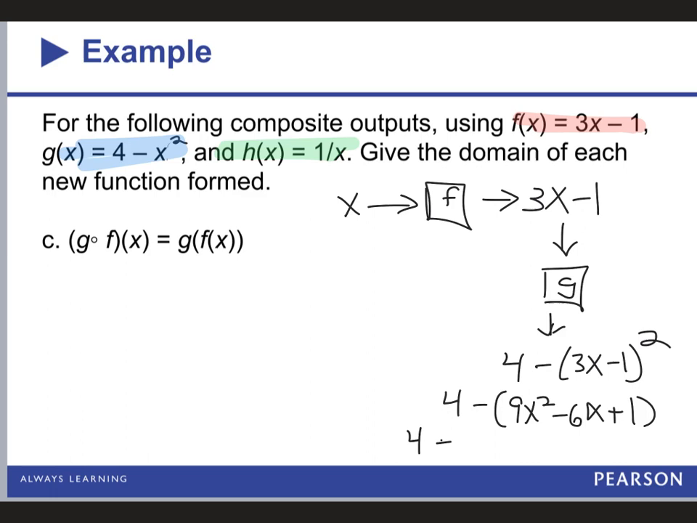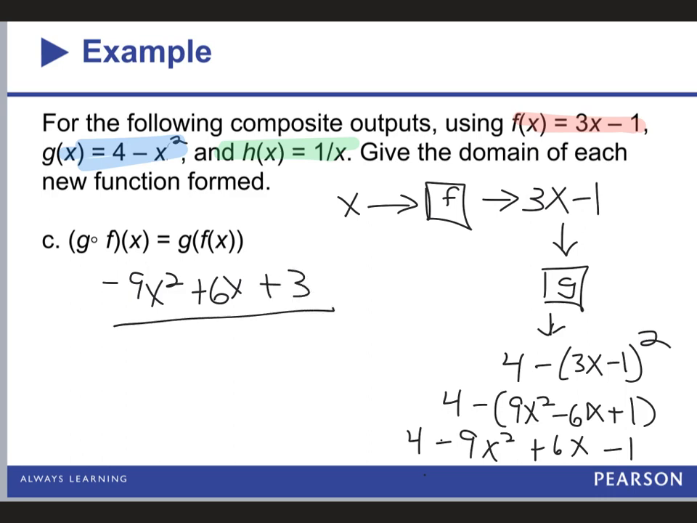4, well, not our final answer, 4 minus 9x squared plus 6x and minus 1. And then the 4 and the minus 1 can be combined. So our answer is going to be minus 9x squared plus 6x, and then 4 minus 1 will give us positive 3. So this would be the final simplified answer.